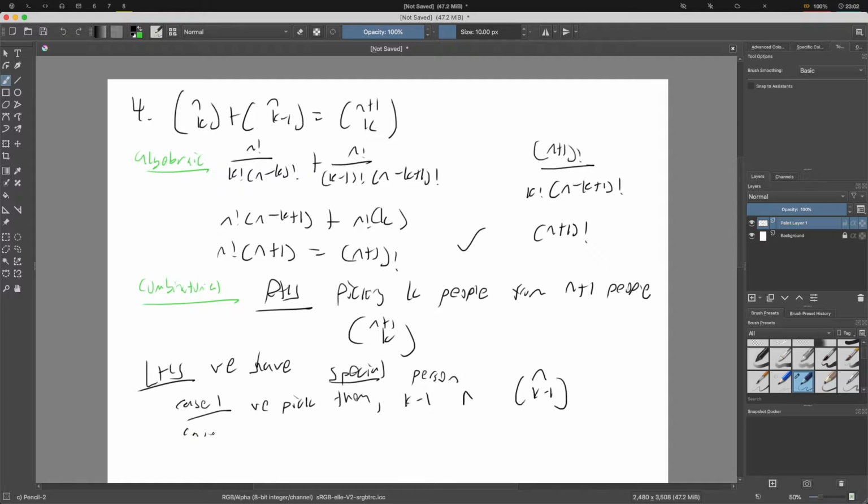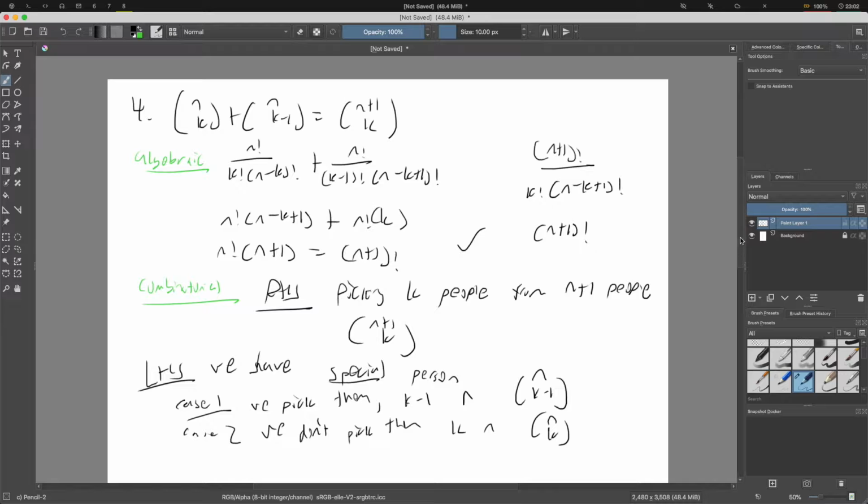The other case is we don't pick them, in which case we still need to pick k people, and we have n remaining since we started off with n plus 1 people. So we have n people remaining. It's going to be n choose k.